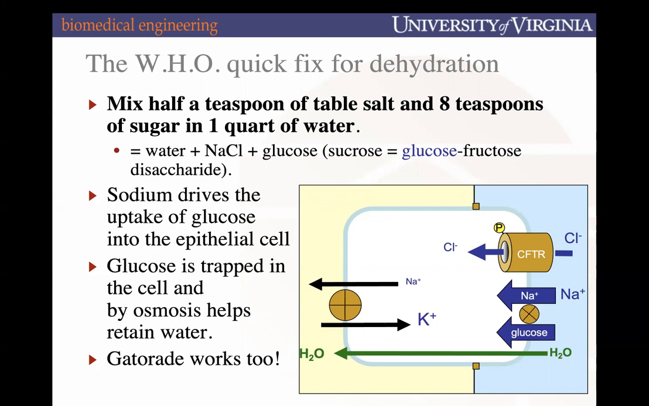So typically in our intestinal epithelium, we're getting water shuttled out because of that CFTR transporter. We want to get water back into our body. And so this concoction leverages a sodium glucose co-transporter on our epithelium. And again, where sodium typically goes, you can just think water follows along with it.